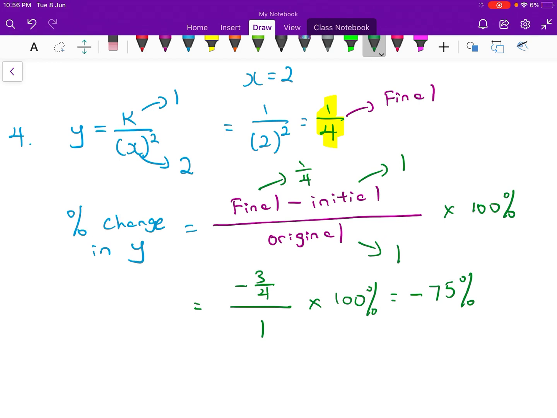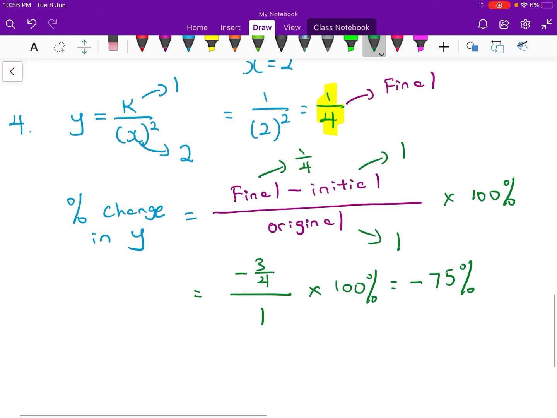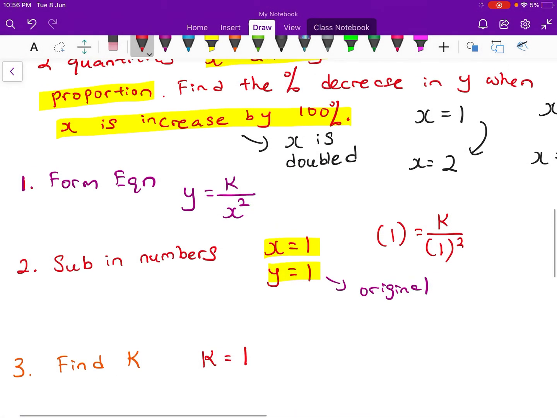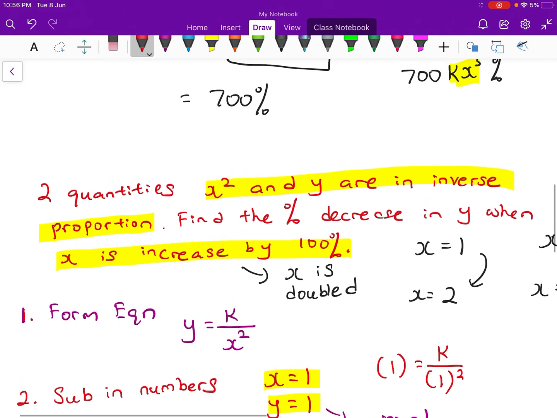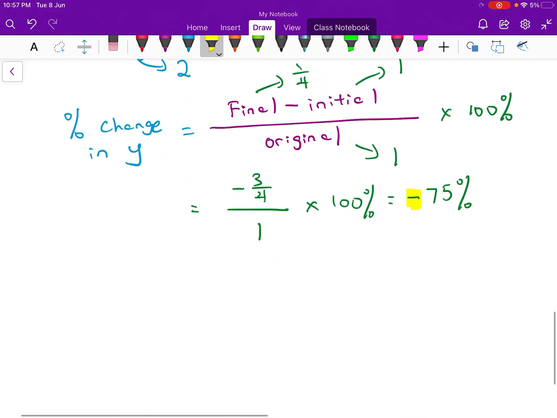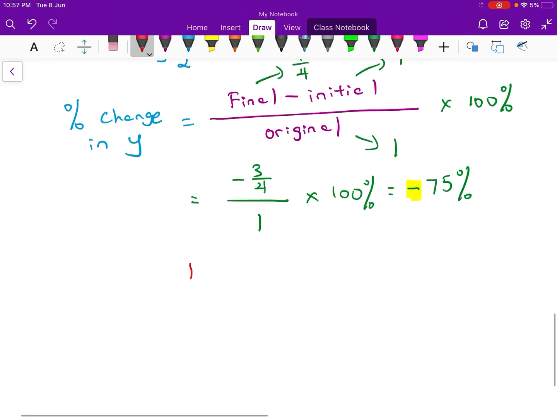Right. So of course, if you have negative, it means that it is a decrease, which is consistent with what they want. Okay, so you just need to give your answer in terms of the number already. Don't need to give the sign because they already say find the percentage decrease. Okay, so you simply just put 75%. You decrease by 75%. Right, so that will be sufficient.